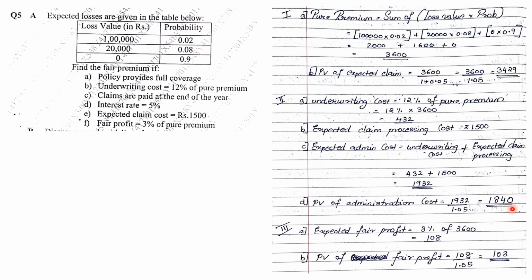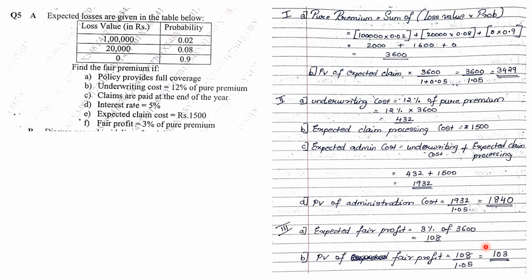Third, now we need to find the PV of fair profit. For that, first we need to find the expected fair profit, which is given in the question, 3% of pure premium. The 3% of 3,600 is 108. And now we find the PV of the fair profit. So 108 upon 1.05, which comes to 103. So now here we have three answers. PV of expected claim 3429, PV of admin cost 1840, and PV of fair profit 103. See, it is 102.8 something, so we have rounded up to 103.